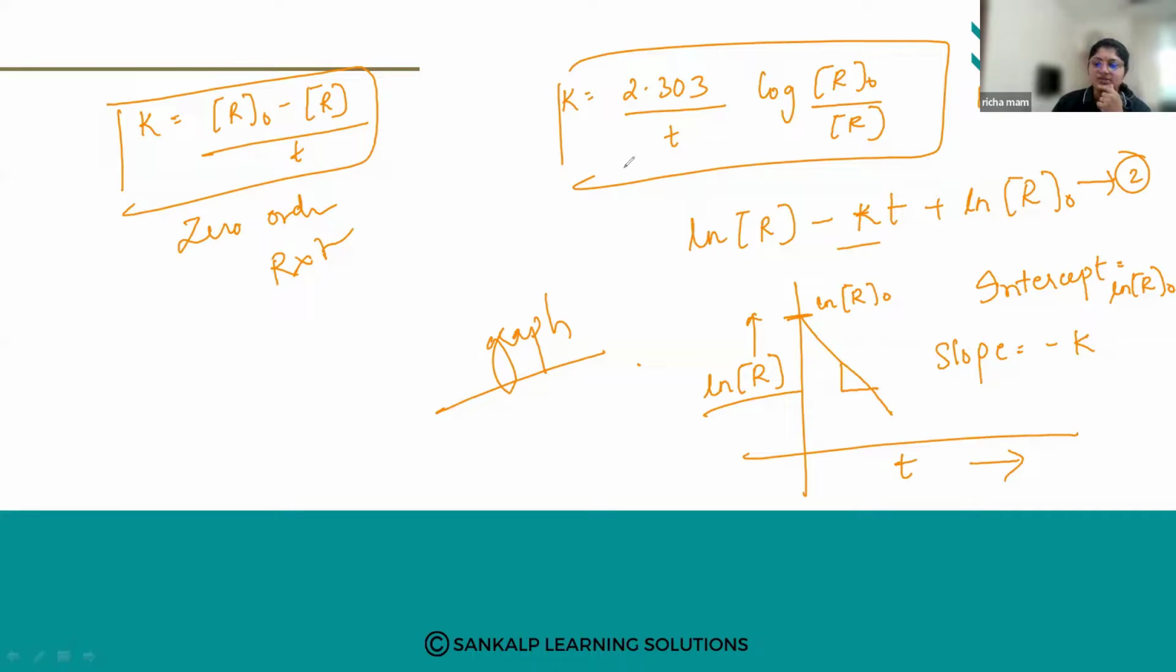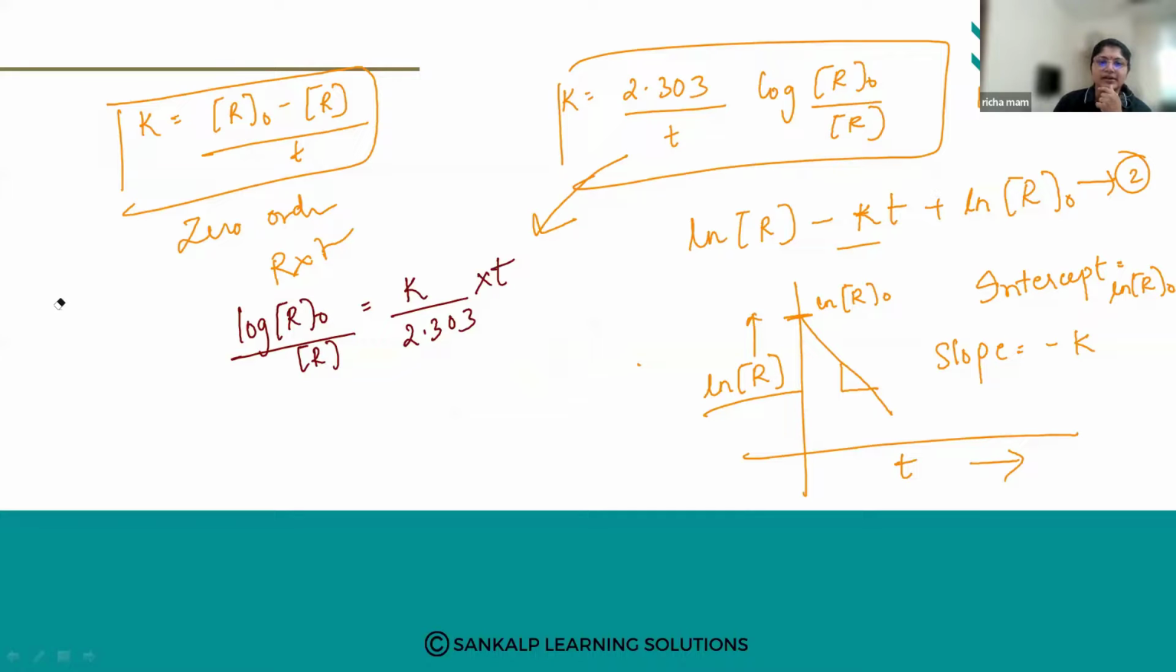Then equation 3. How can this equation 3 be written? It can also be written as log of R naught by R is equal to k divided by 2.303 into t. This equation can also be written like this, and this represents a straight line.